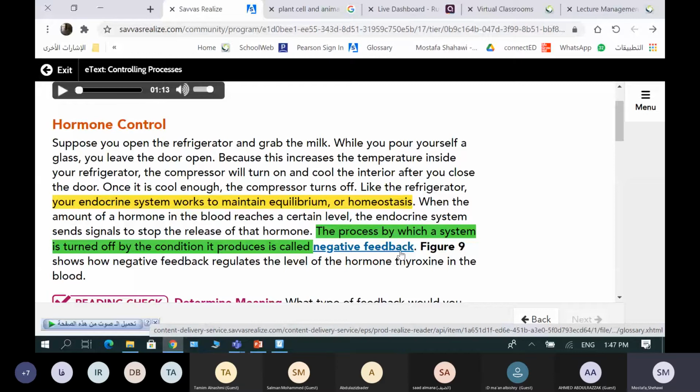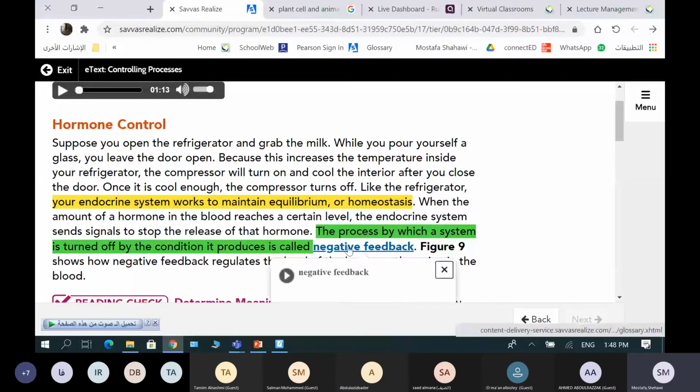This system is like the system inside your body. When the level of one hormone is high, your endocrine system will stop producing this hormone until it brings it back to the normal level. And when the level of a hormone is too low, the endocrine system will urge the gland responsible for this hormone to produce more of it to bring it back up to the normal level. This process we call negative feedback.